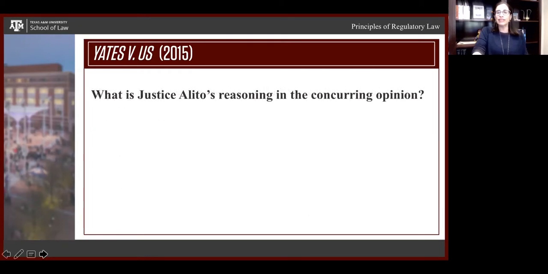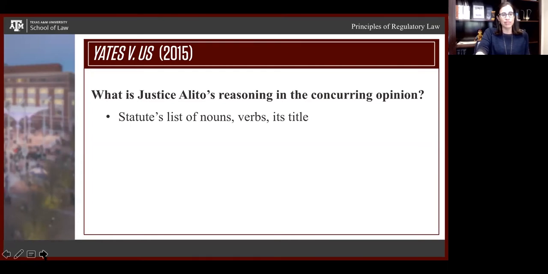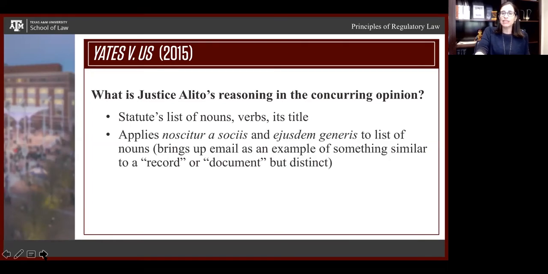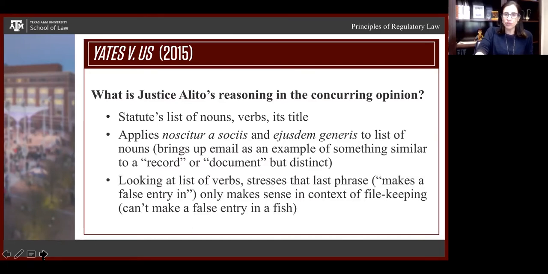Then we have Justice Alito, who issues a concurring opinion. That means that he agrees with the court's conclusion, but has a little bit different reasoning. So he's kind of focused on the list of nouns and verbs in the statute, as well as its title. He too applies noscitur and ejusdem generis to the list of nouns. And he brings up email as an example of something similar to a record or document, but distinct from them. And in looking at the list of verbs, he stresses that that last phrase, makes a false entry in, only makes sense in the context of file keeping. He notes you can't make a false entry in a fish.